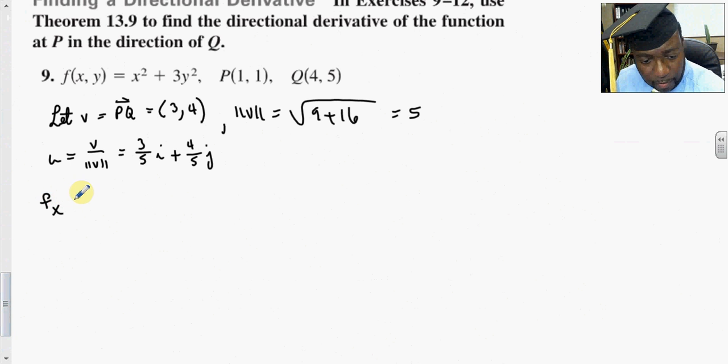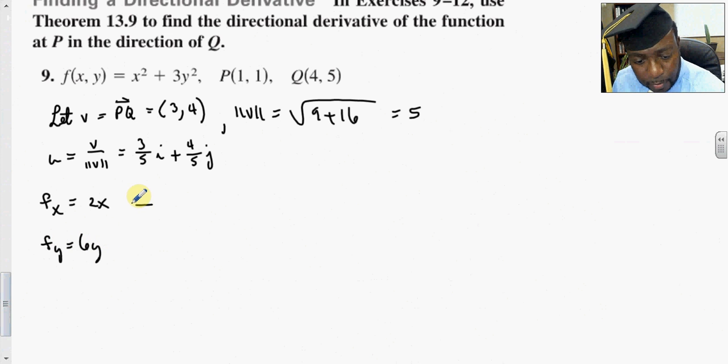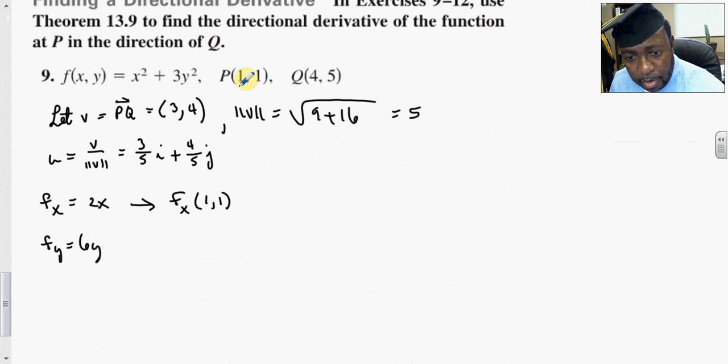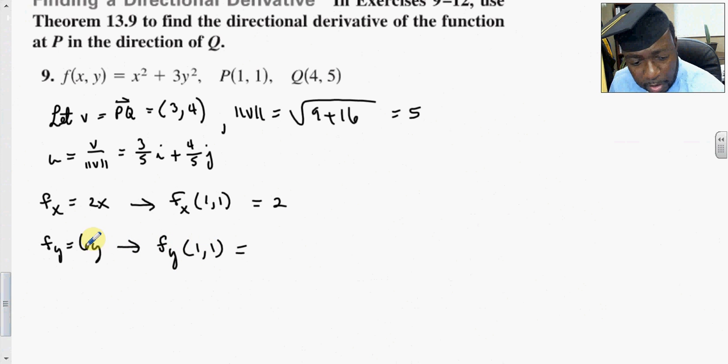Now the partial of f with respect to x is 2x, and the partial of f with respect to y is 6y. Now you can find the partial of f with respect to x at the point p, 1, 1. So this is 2, and then the partial of f with respect to y at the point 1, 1 is 6 times 1. We get 6.